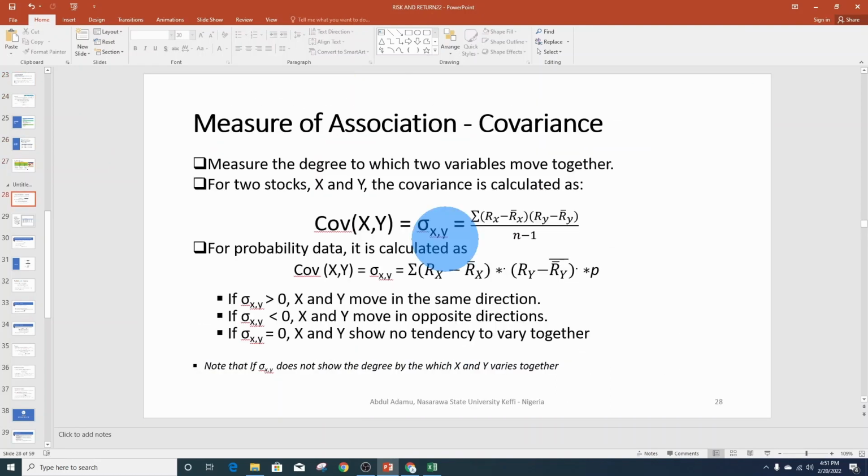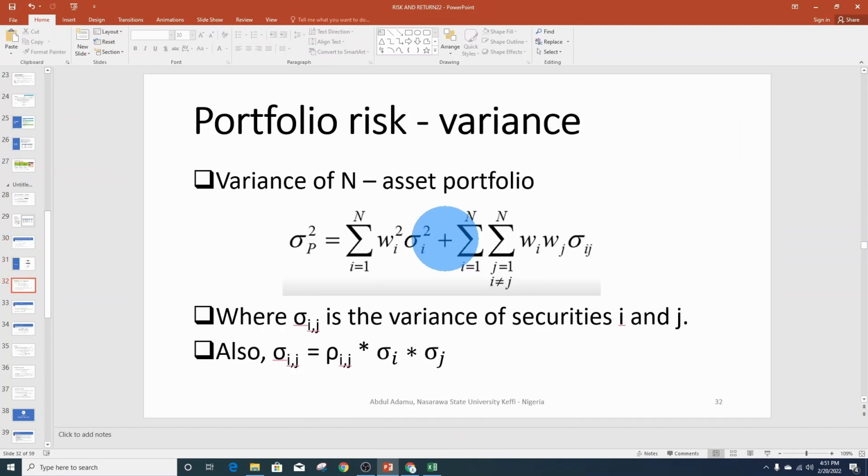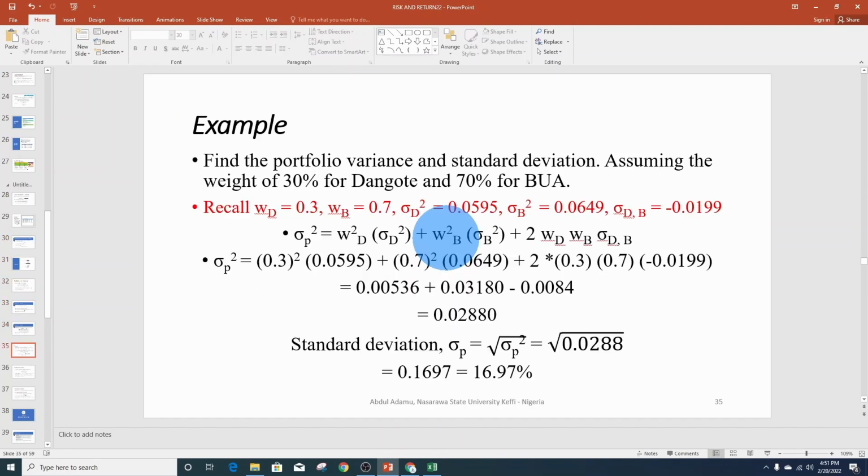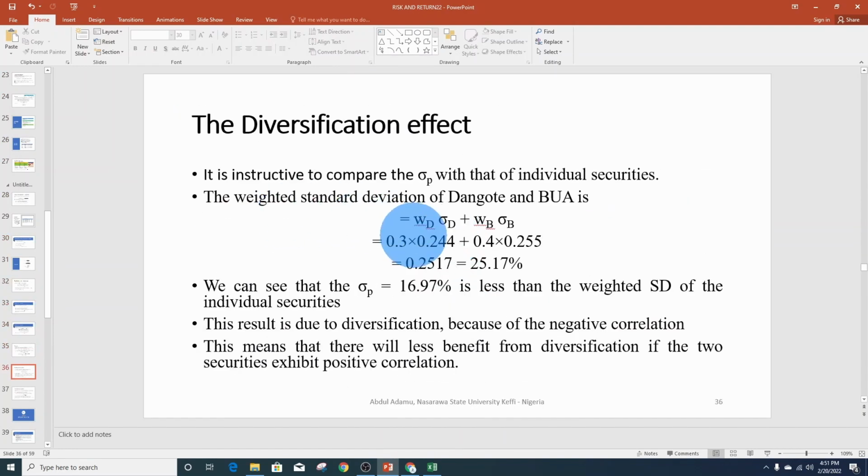So assuming we find portfolio risk by multiplying the weight times the standard deviation. For Dangote and BUA, let's find the weighted standard deviation. So the weight is 0.3 for Dangote and the standard deviation is this. So when we multiply this by this plus that of BUA, we have 25.17%.